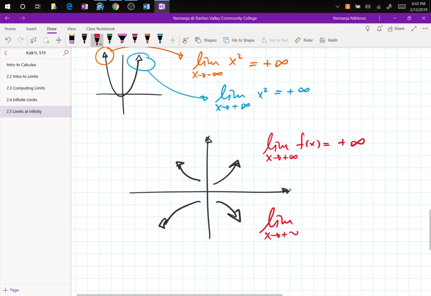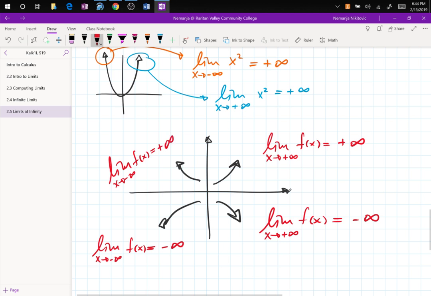It's going to the right and down, negative infinity on the y. So this one going to negative infinity on x, negative infinity on y, and finally this one. So these are your 4 end behaviors that your function can show.